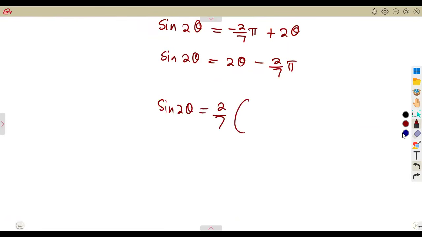If we factor out 2/7, it means here you're going to divide by 2/7, and here you're going to divide by 2/7. By dividing by 2 over 7, this will give us a 7, so that's positive 7 theta. By dividing by 2 over 7, this will give us a minus pi, so you're going to remain with a minus pi.